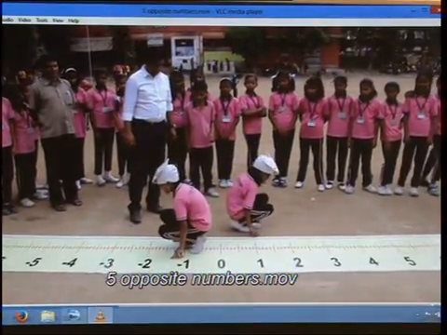Definitely. The same activity can be performed for opposite numbers, as you will watch in the next clip now. We are going to show this activity so that our teachers get inspired by it. Now let us watch this video clip.